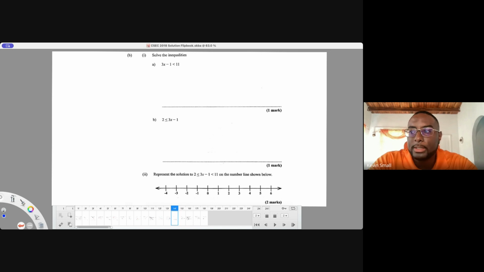Treat the sign in your head like it's an equal sign, and only change it if you have to divide by a negative number. That's what you have to remember. Okay, that's all you gotta do for this question. So continue. We'll see how far we can go before I run out of power.